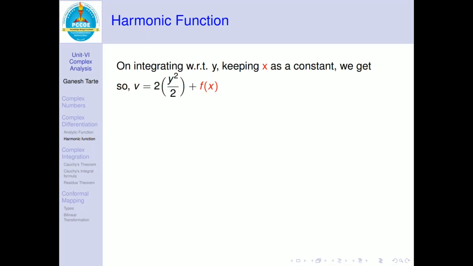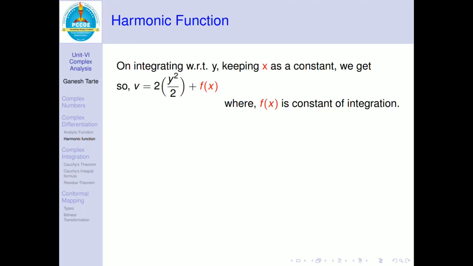So on integrating with respect to y, keeping x as a constant, we get v = 2 times y²/2 plus, instead of saying c as the constant of integration, we add f(x) as the constant of integration, because we keep x as a constant, so that constant may be a function of x. So this is the value of v, but it is not final because f(x) is unknown, so we have to find that value.